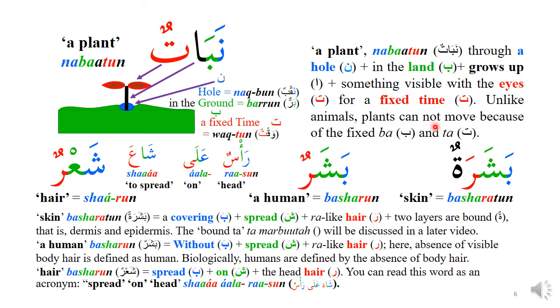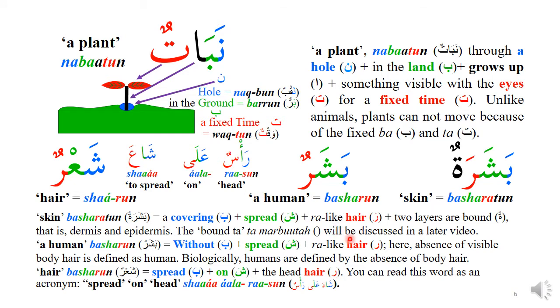And this is why the plants cannot move. They are supposed to be staying in one place on the land. Okay, now let's see. Basharatun means skin, and basharun means a human. See, and sha'run means hair. All these three words are related.